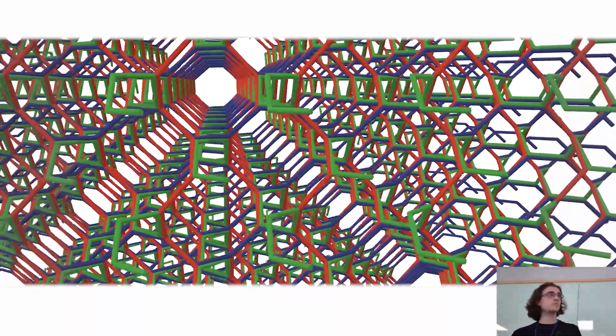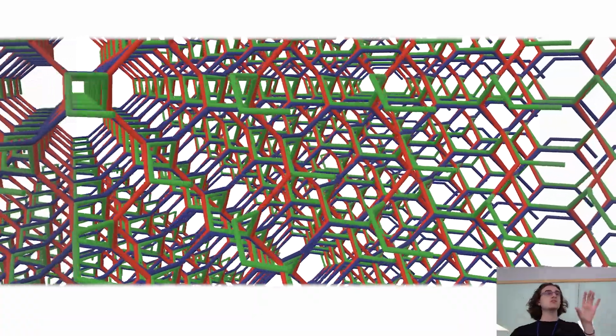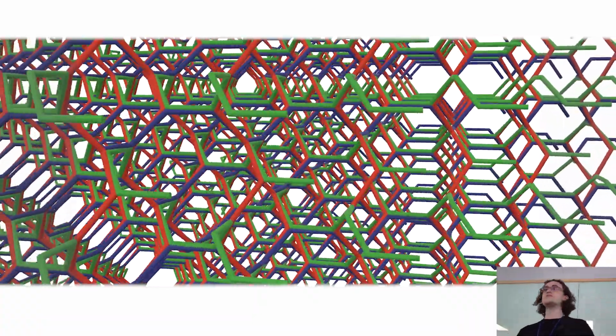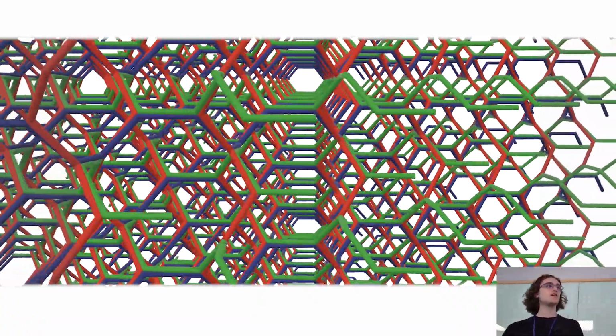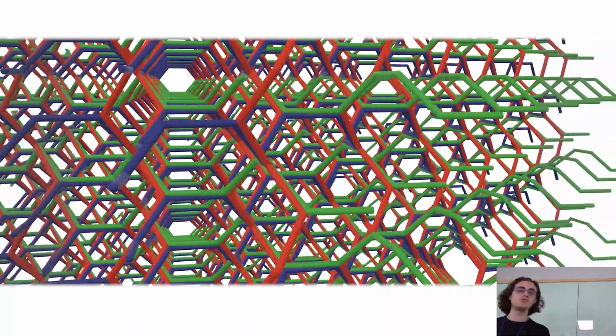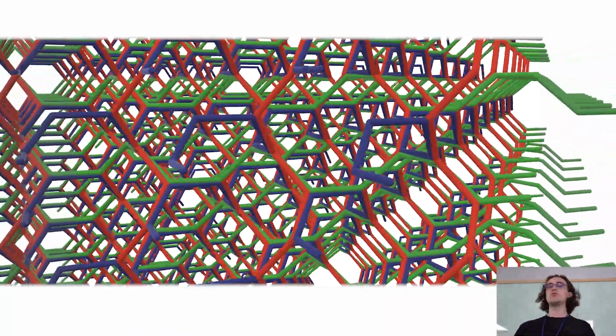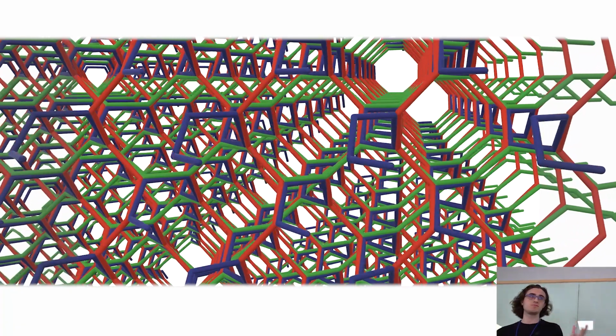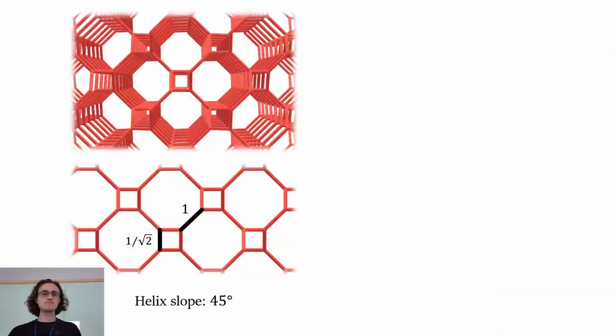And these three sets of helices constitute the entire lattice, but remove any one of them and you don't have the whole lattice anymore. And I just found this really visually fascinating.